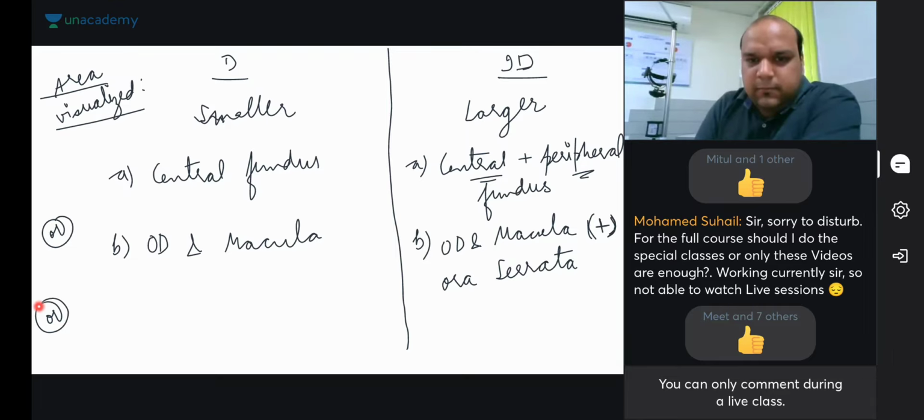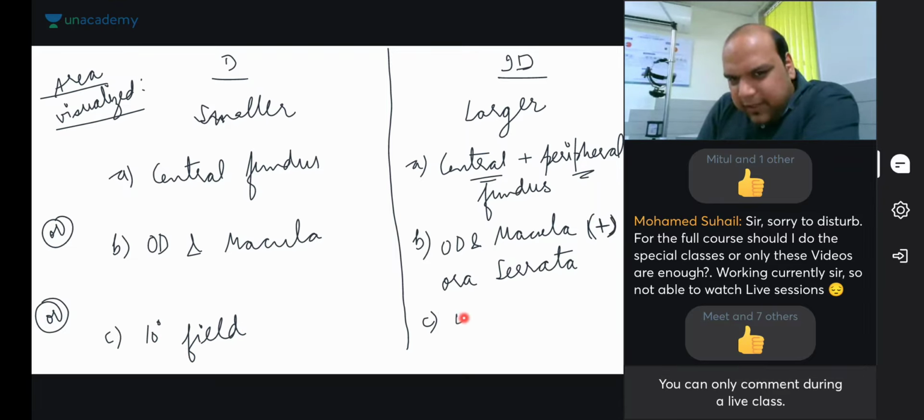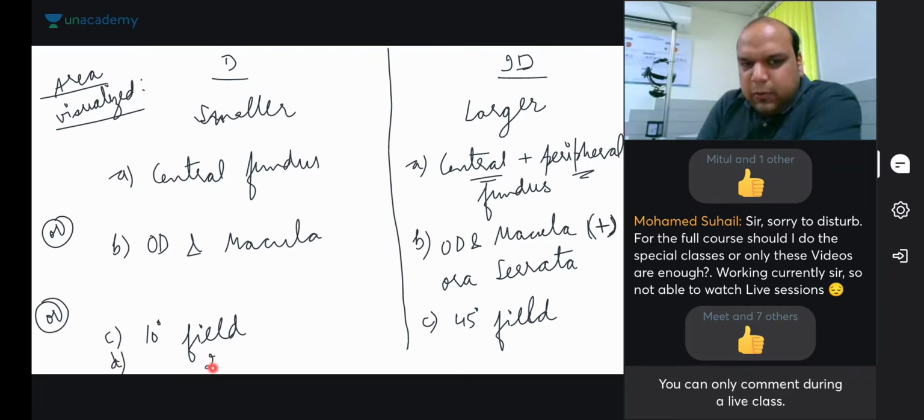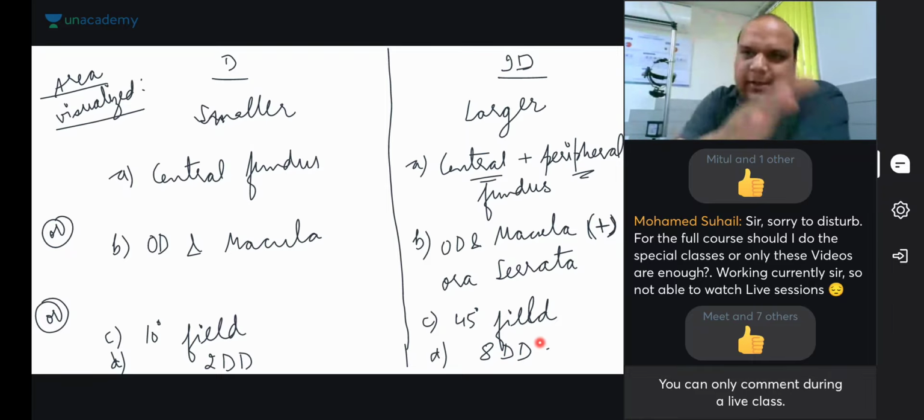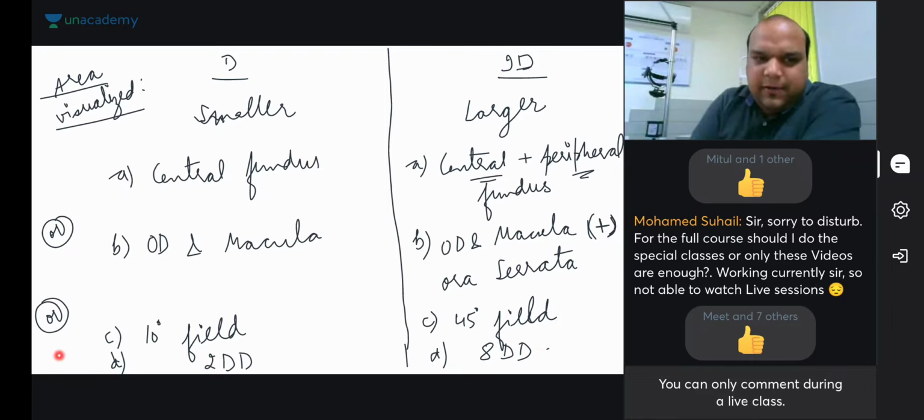Or if I try to put it in simpler words for you, the field of view is 10-degree field. And here the field is almost around 45 degree. This is my angle. Or if I measure the area, it will be equal to 2 dd, and here the area will be equal to 8 dd. Okay, everybody, done. So smaller area, larger area, just presented in various different ways to you. Please just try this.